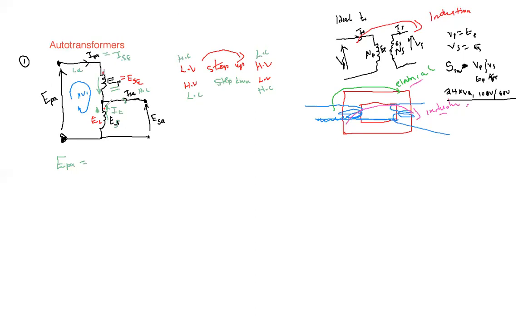This is positive. That's why I have those dots. So that means this side is negative, and this side is negative. So I'm going to have EPA, and then here I have minus EP, and here I also have minus ES. And if I go to 0, then if you rewrite that, you are going to see that your primary EMF in the autotransformer is EPA equals EP plus ES.